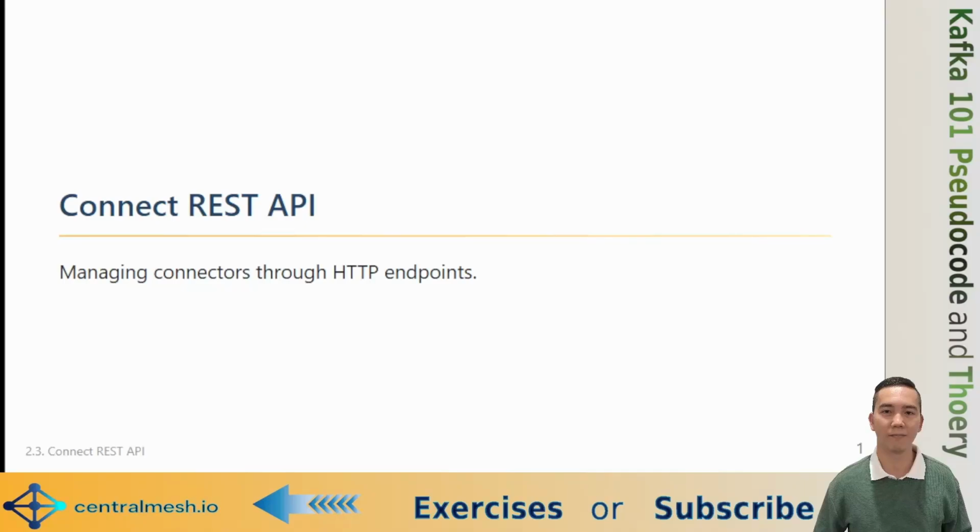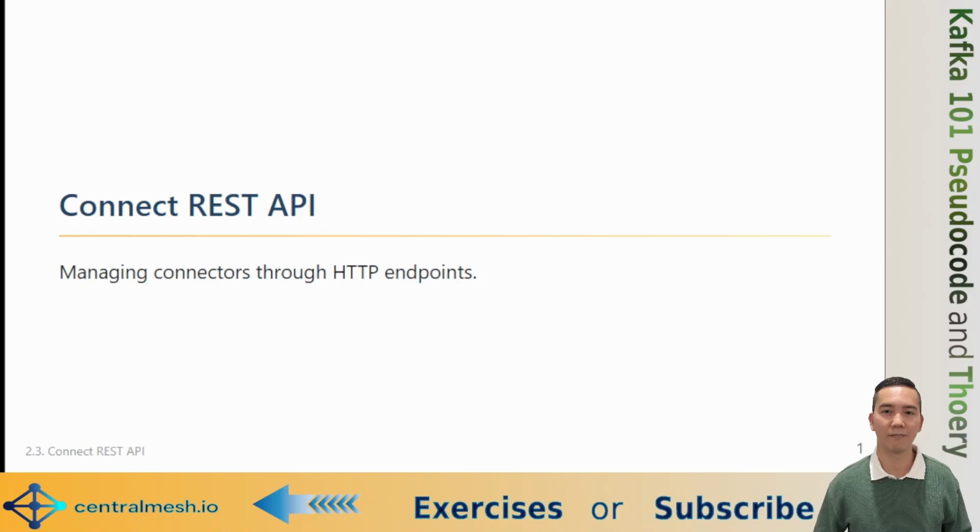Now that we have covered standalone and distributed deployment modes, let's look at one of the most important features of Kafka Connect, the REST API. The REST API is the primary way we interact with Kafka Connect in production environments. Rather than manually editing configuration files or restarting workers, we can manage connectors through simple HTTP requests.